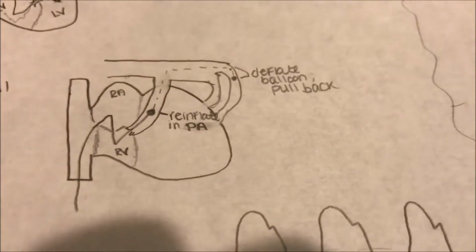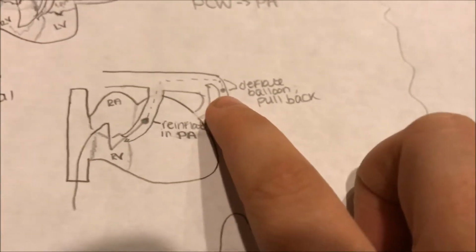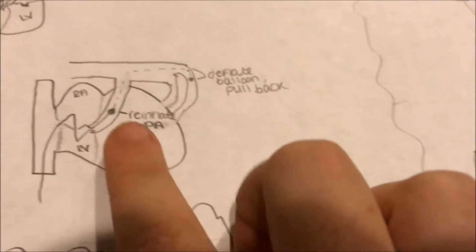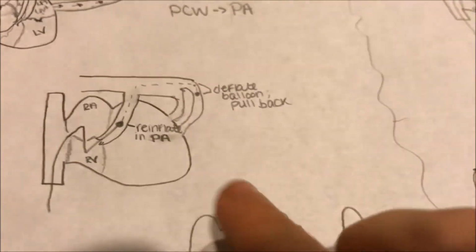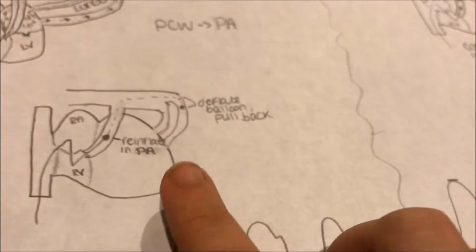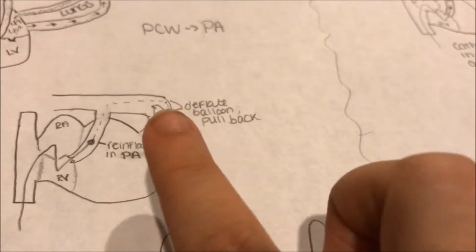Now we're going to deflate this balloon. The reason you deflate it is because you don't want to damage this area. For all the other pullbacks I'm going to talk about, we keep the balloon inflated. But at this pullback, you deflate it because you don't want to damage the pulmonary vein. So we deflate the balloon and we pull it back.